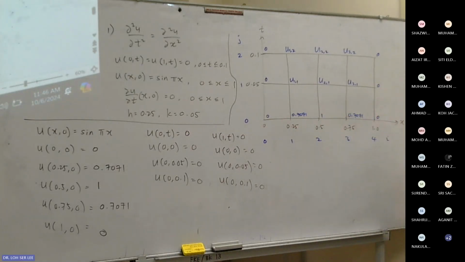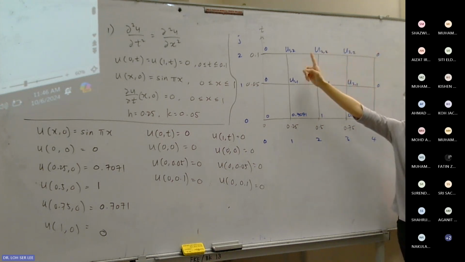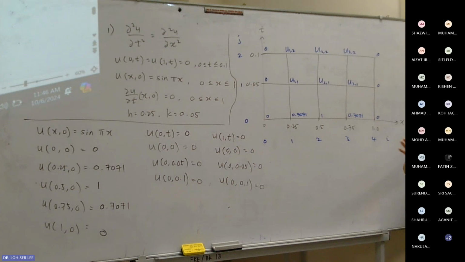Okay, actually from the initial values, you can see that the boundary conditions and initial conditions are symmetrical above the line x equals to 0.5. So that's why U31 will be equal to U11, U32 will be equal to U12. So you just need to find for the 4 points, instead of 6 points, because of the symmetry.